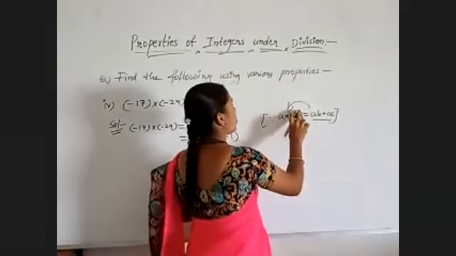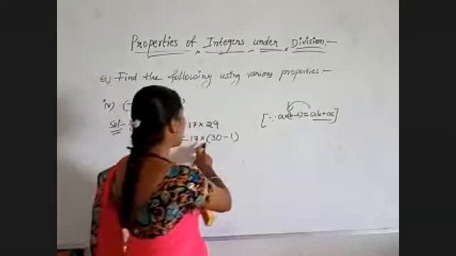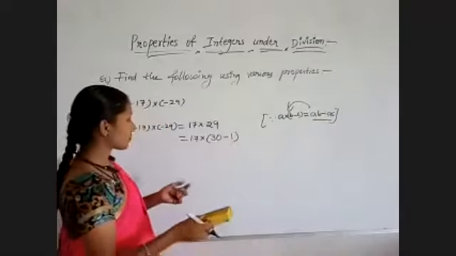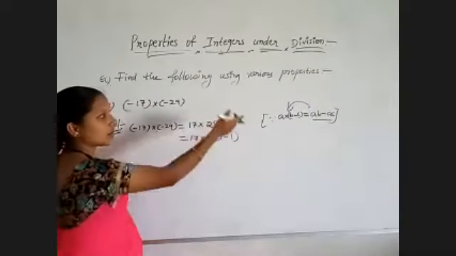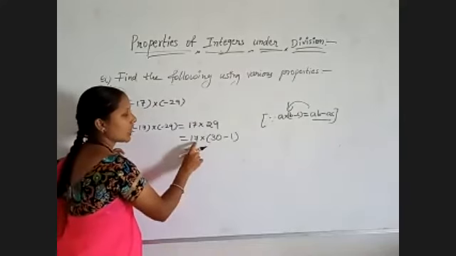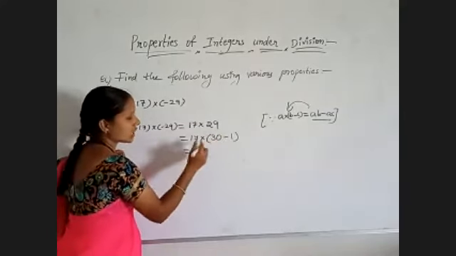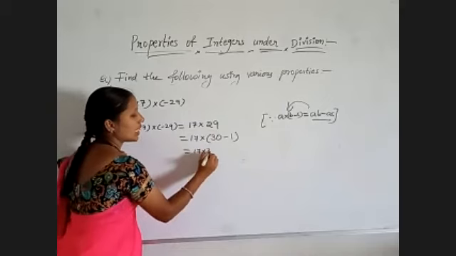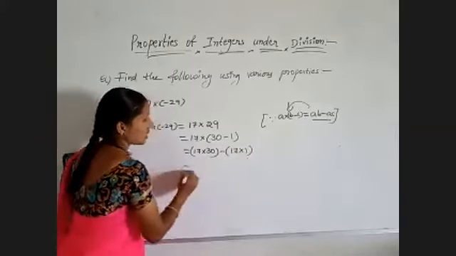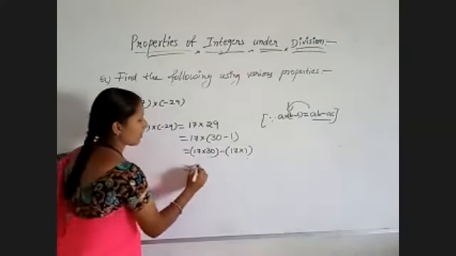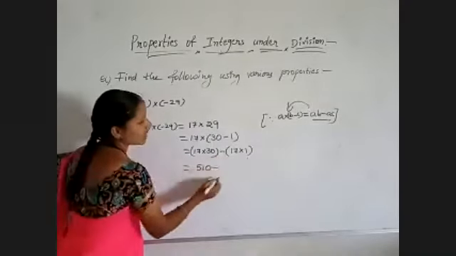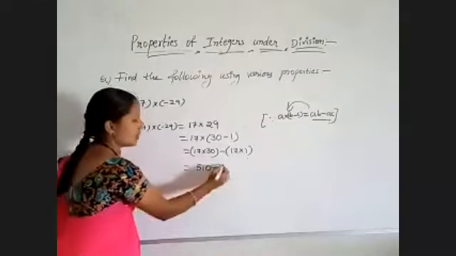So A into B minus C is nothing but AB minus AC. Now apply the property: A into B minus C is equal to A into B minus A into C. So 17 threes are 51, and 0 is 0, that is 510, minus 17 ones are 17.